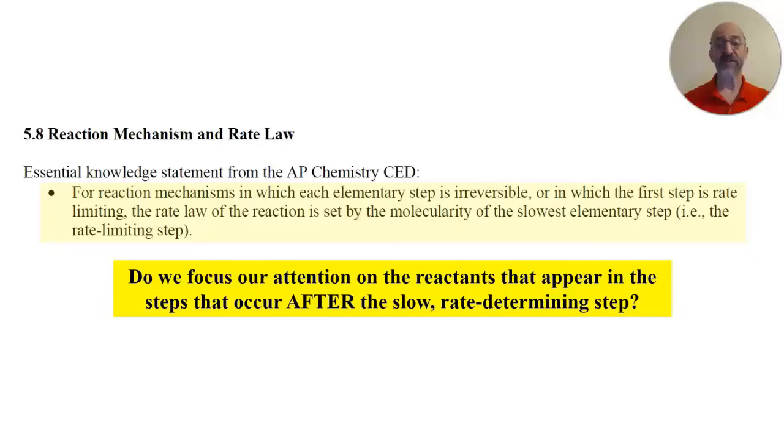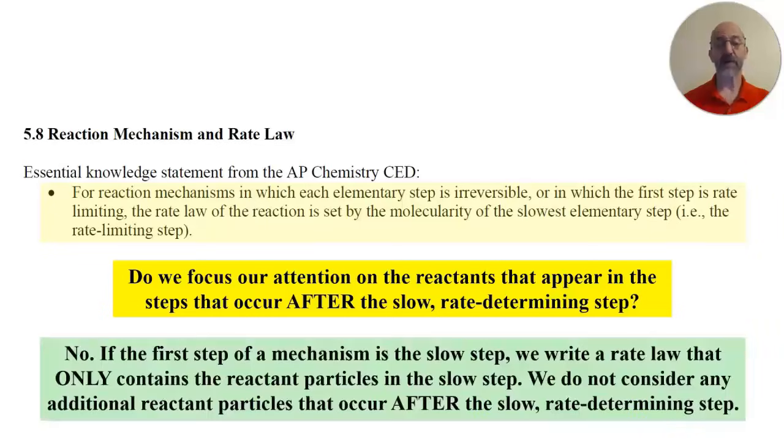And the answer to that question is no. If the first step of a mechanism is the slow step, then we write a rate law that only contains the reactant particles in the slow step. We do not consider any additional reactant particles that occur after the slow rate determining step.